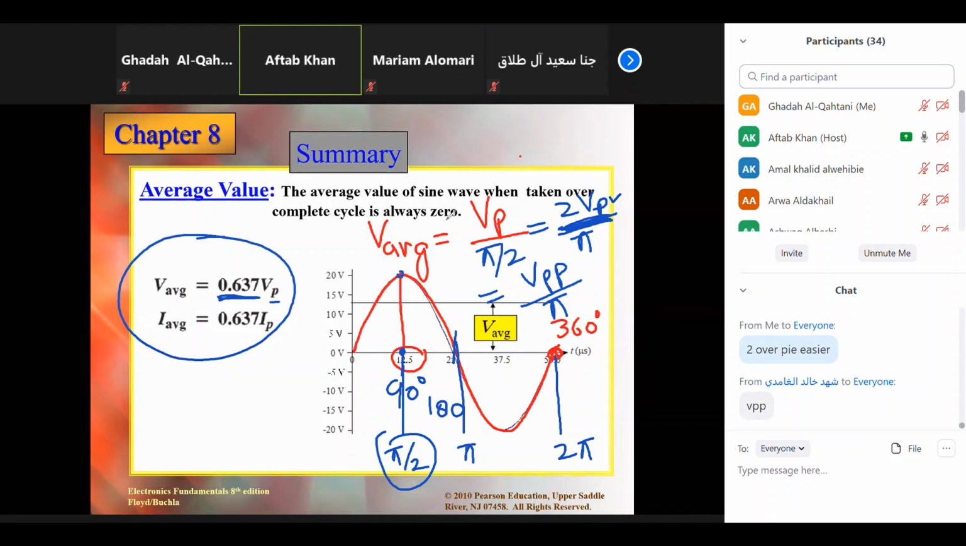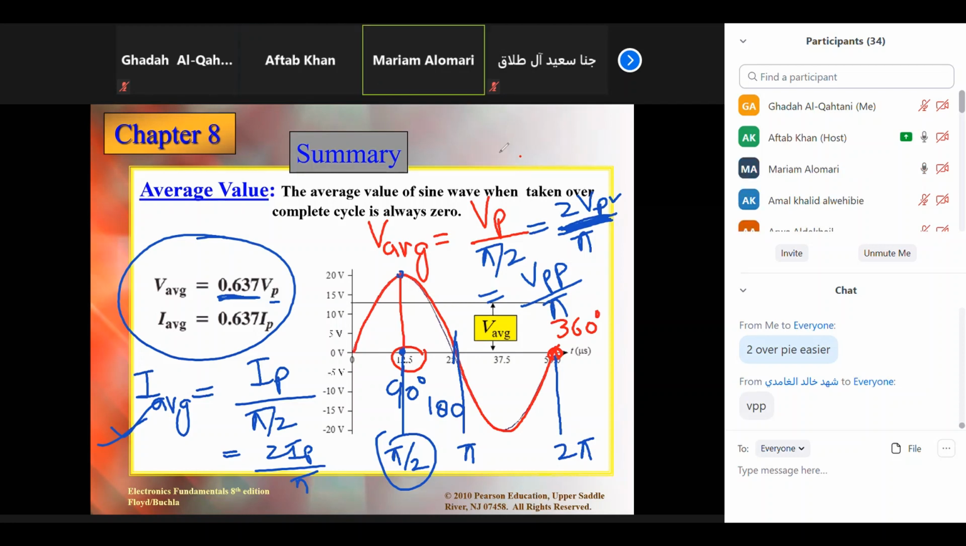Now, if this waveform is the current waveform, the only thing is I can write I average, and definitely I will use the peak value of the current over pi by 2, or I can say 2IP over pi. Exactly the same way, depending upon what is given to you, whether current or voltage. Clear? Any question? Clear. Okay.